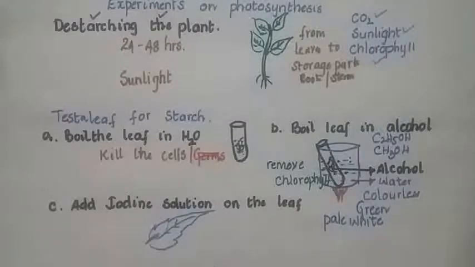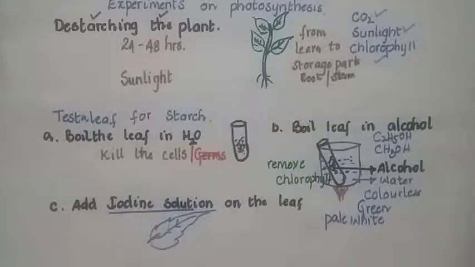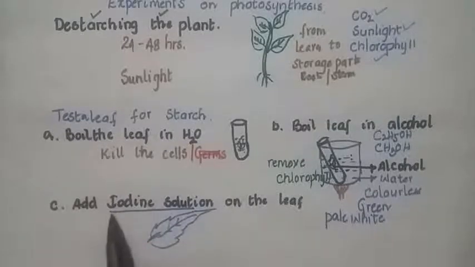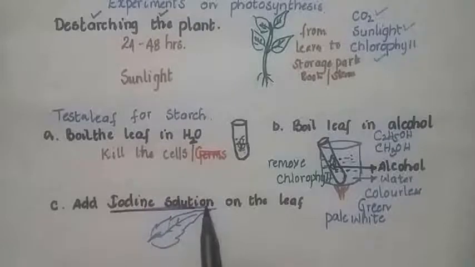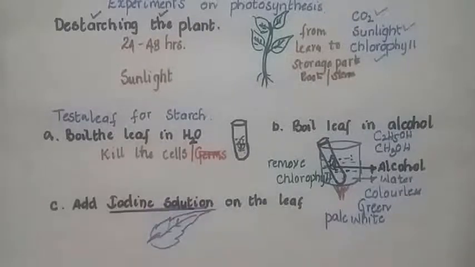Okay, so what do we add to test the starch? We are going to add iodine solution. Children, the chemical is iodine solution. You have to write it as a solution but not iodine, because iodine is found in the form of a solid. So that iodine is dissolved in water and we get a solution. That solution we are going to use. So in case they ask you what is the chemical used to test the presence of starch in a leaf, it has to be iodine solution, right?